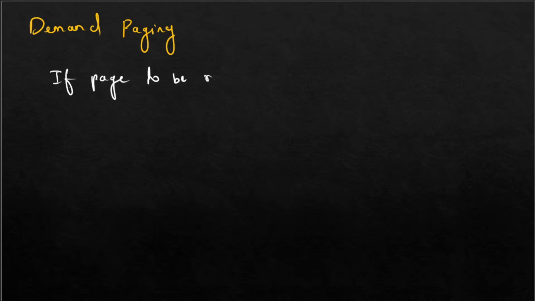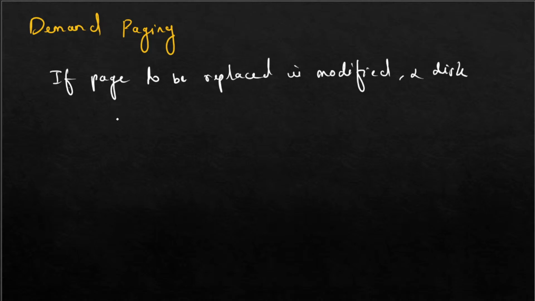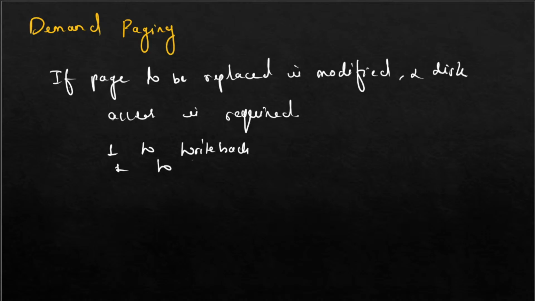Let's see now demand paging. In demand paging, if the page to be replaced is modified, two disk accesses are required: first to write back and then to read the new page. Otherwise only one disk access is required.